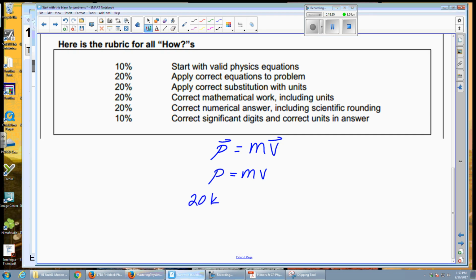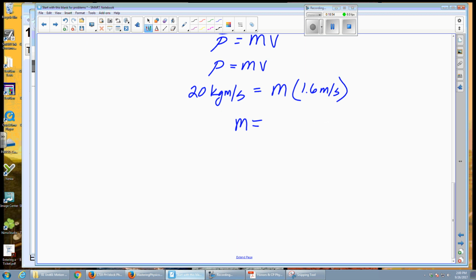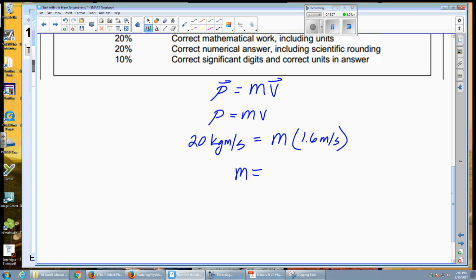20 kilogram meters per second equals the inertia times 1.6 meters per second. Now, a very common mistake is to use my numbers rather than your numbers when you're solving your own, because we should have different numbers. So be careful of that. I always have a bunch of people say, it didn't work. I said, well, did you try yours or my numbers? And they said, your numbers. And I said, okay, well, that's why. And so I get 12.5 kilograms.